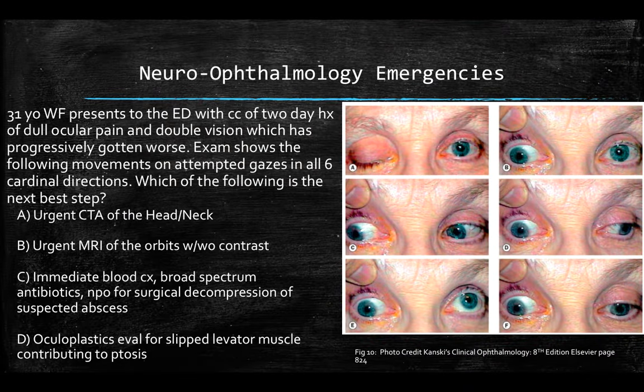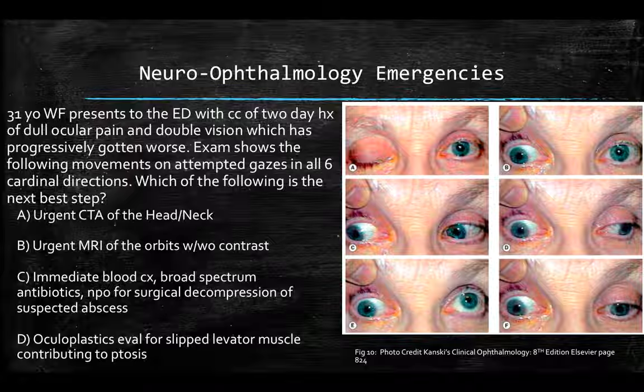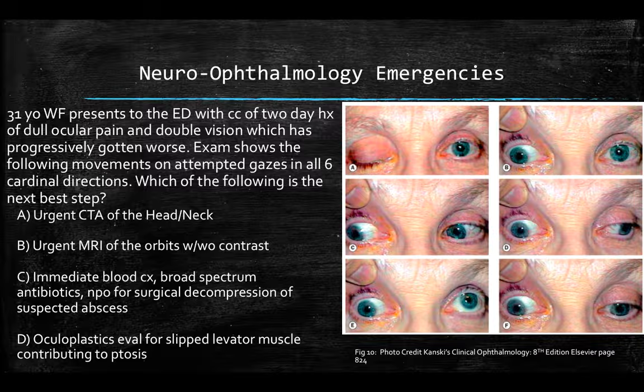So the last subject I want to talk about is Neuro-Ophthalmology Emergencies. So let's go with a question sim. So you have a 31-year-old white female who comes to the emergency department with a chief complaint of 2-day history of dull ocular pain and double vision, which has progressively gotten worse. The exam shows the following movements on attempted gazes in all 6 cardinal directions. Which of the following is the next best step?